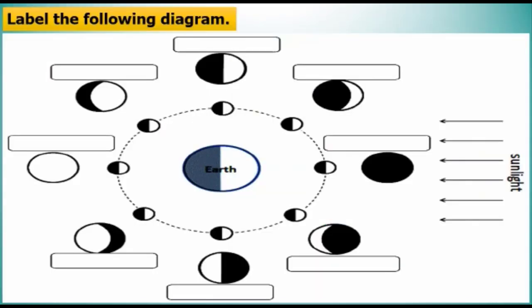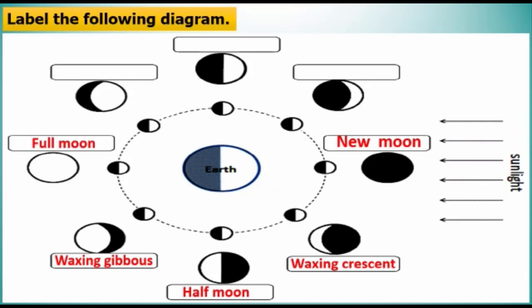Dear students, now label the following diagram, and these all are phases of moon. The first one is new moon. The second one is waxing crescent. The third one is half moon. The fourth one is waxing gibbous. The fifth one is full moon. The sixth one is waning gibbous. The seventh one is last quarter. And the last one is waning crescent.